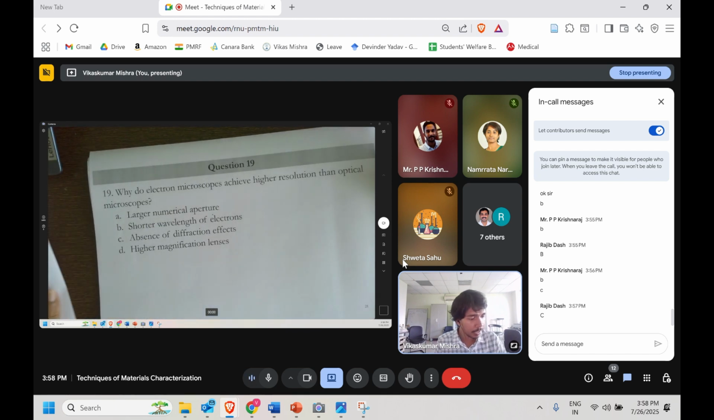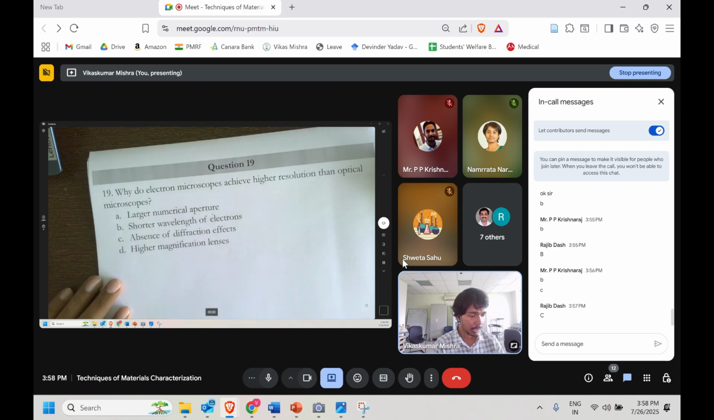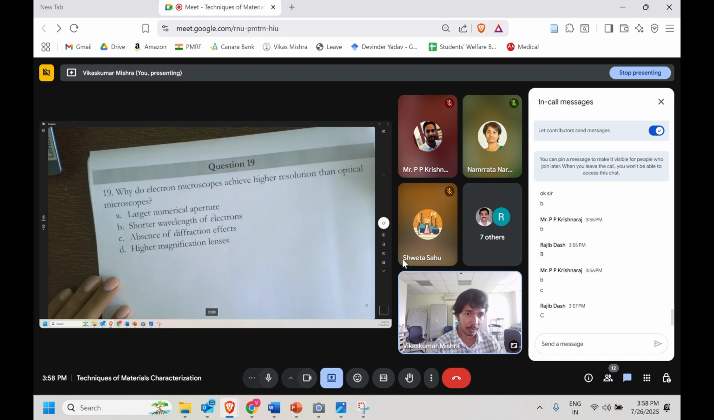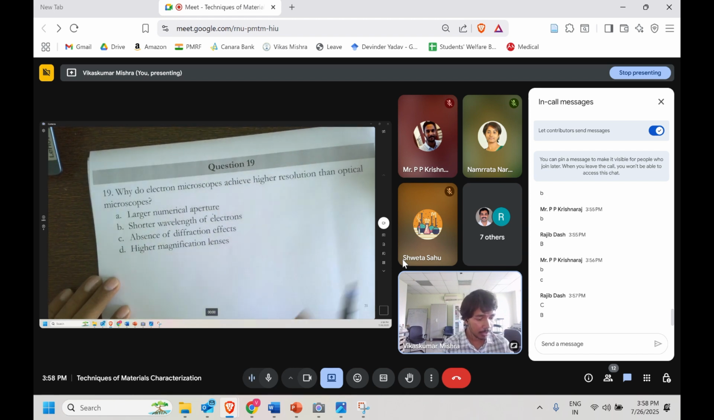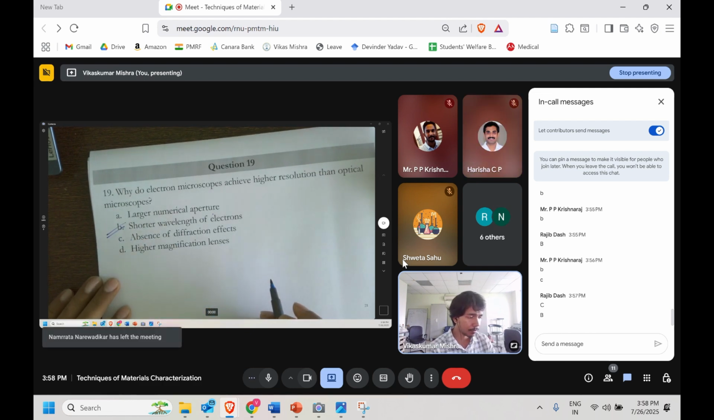Please answer this. Why do electron microscopes achieve higher resolution than optical microscopes? We have solved this. We have discussed this multiple times. Exactly the same question we have discussed. The answer is yes, Rajiv, that's right. The shorter wavelength.